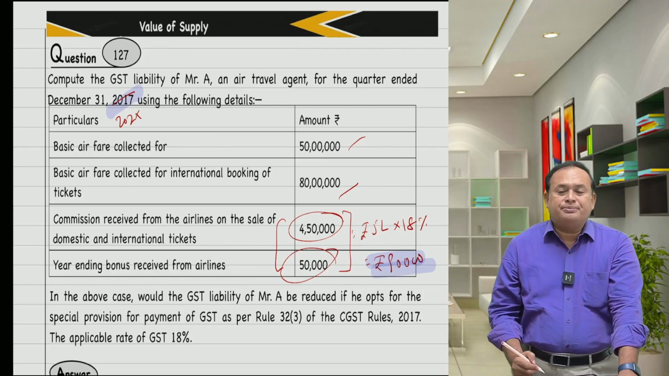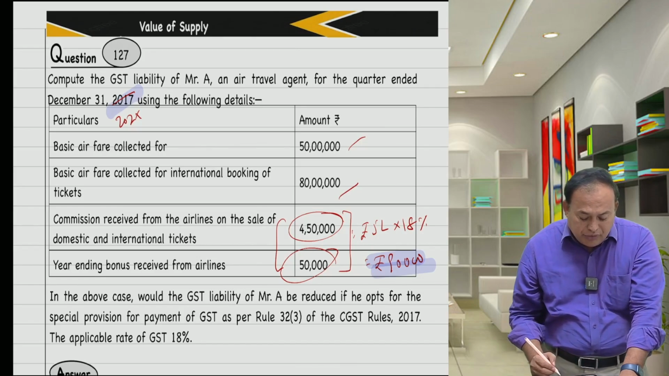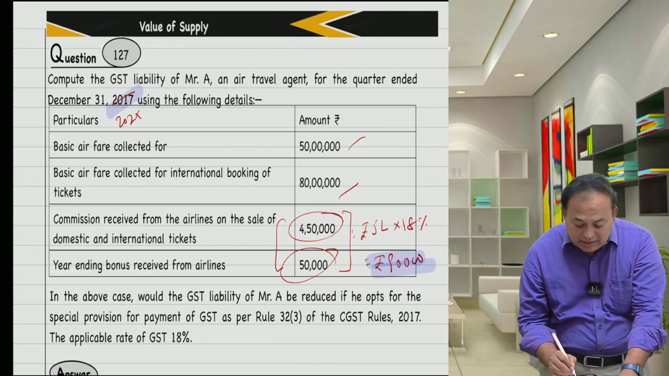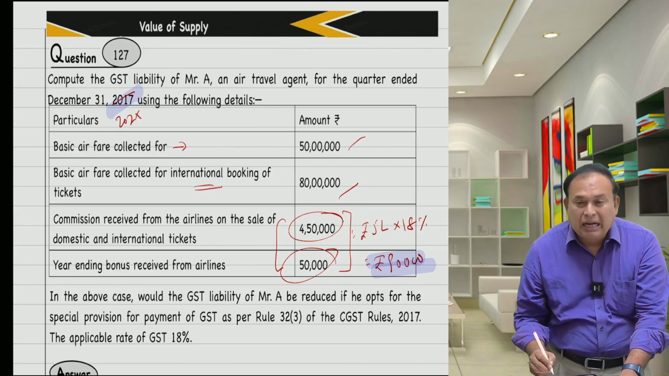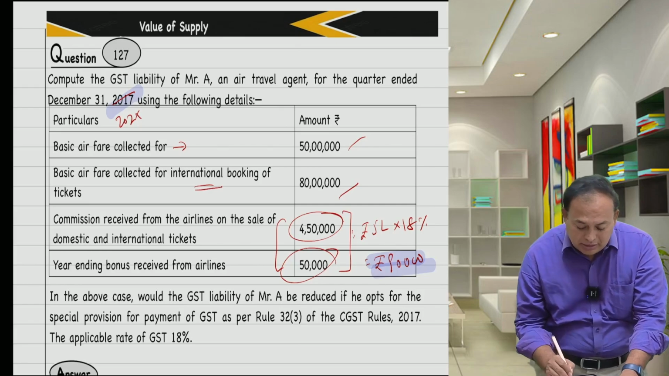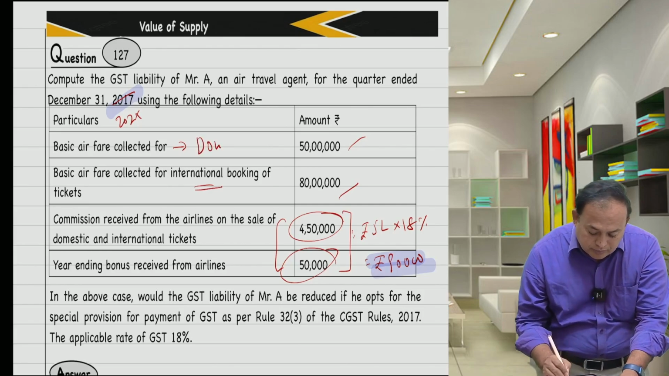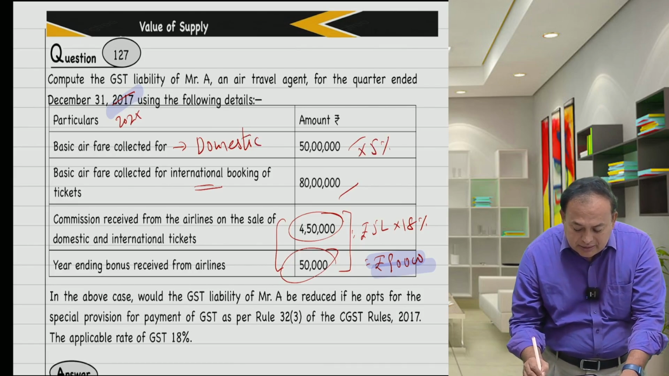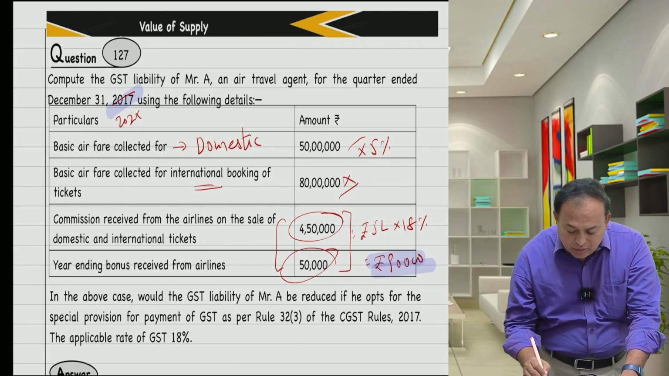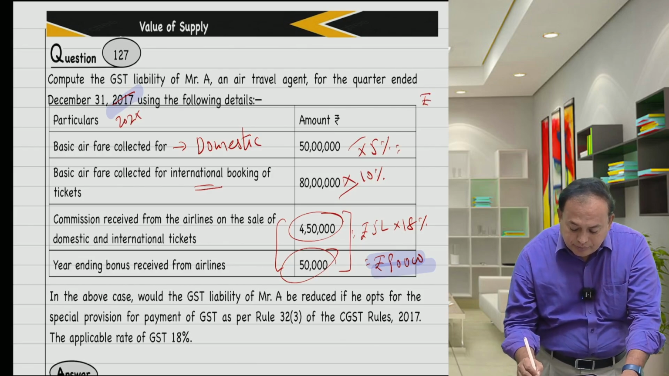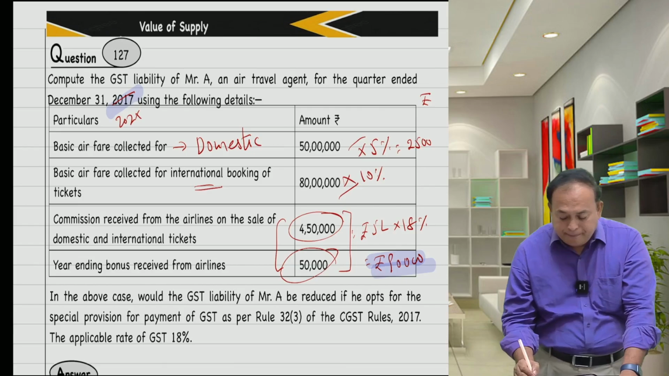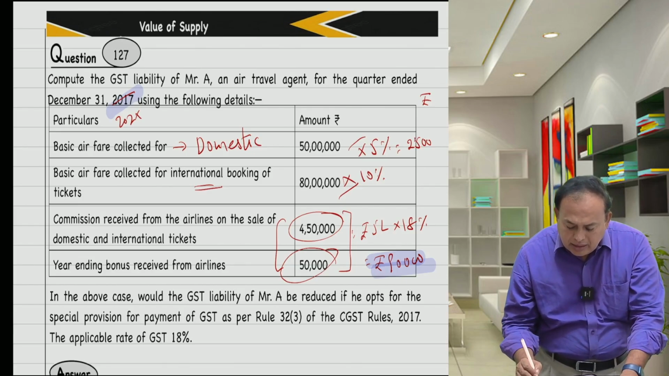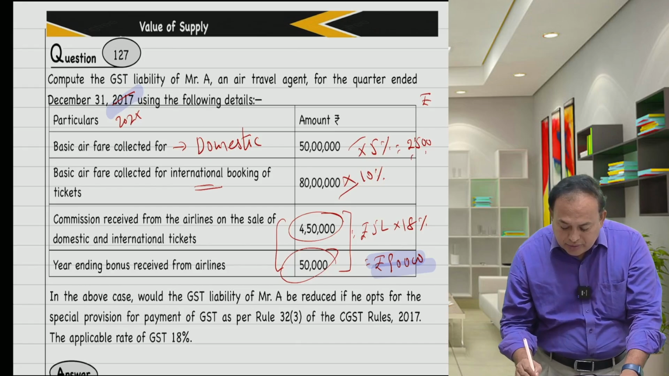That is one option. Or if you refer to the basic fare, 50 lakhs, one is called international booking, the other one is left over, nothing but what? Fill the blank. Domestic booking, which is considered as 5% of the value as taxable supply. Here, 10% for international booking as taxable supply. 5%, how much comes here? 50 lakhs, 5%, 2,50,000.